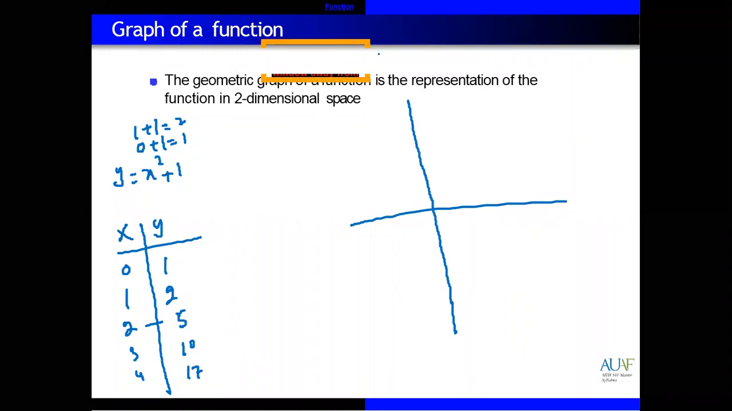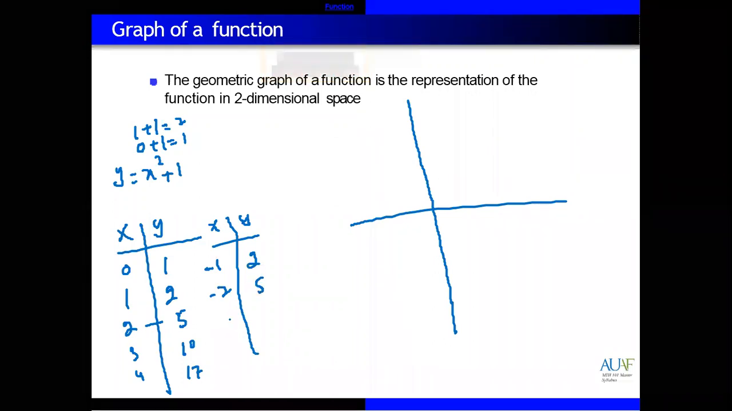Now, if we have negative values, how can we give negative values? Same, x is -1. So -1 square is 1, plus 1 equals what? 2. When you give x is equal to -2, again 5. When x is equal to -3, then we have 10. When x is equal to -4, the result is 17. Okay. So how do we draw the graph?